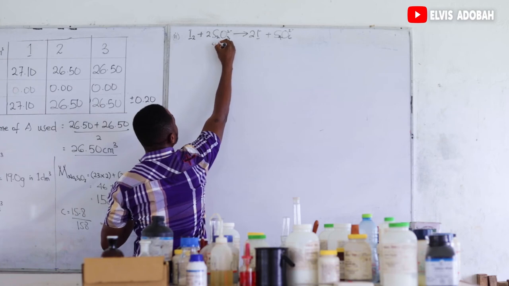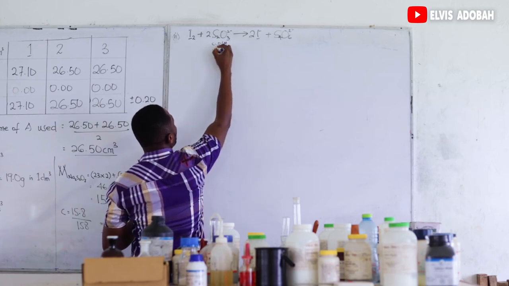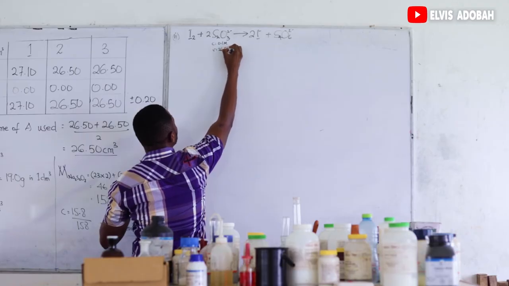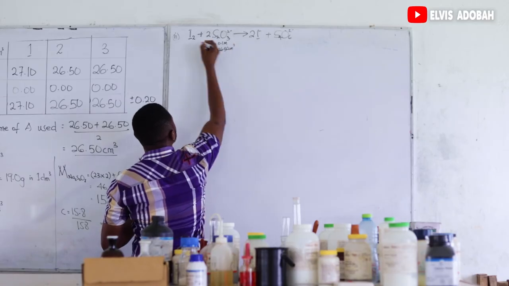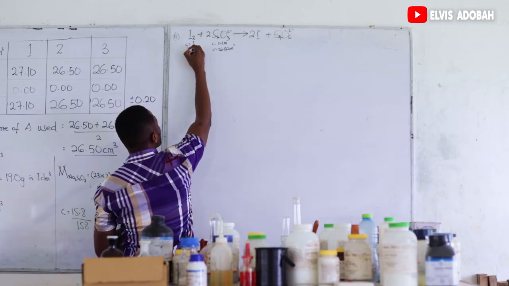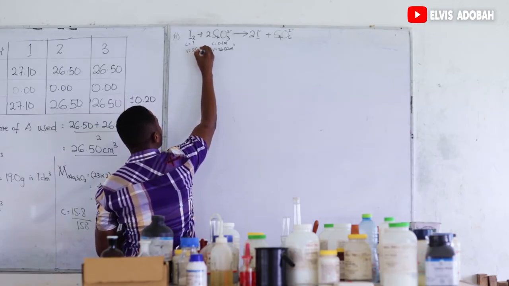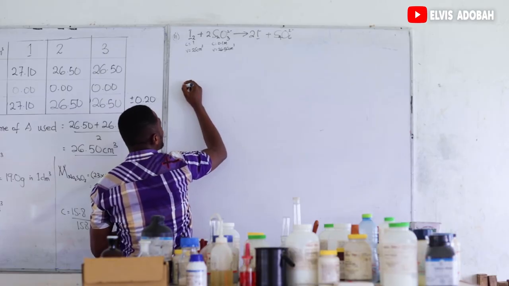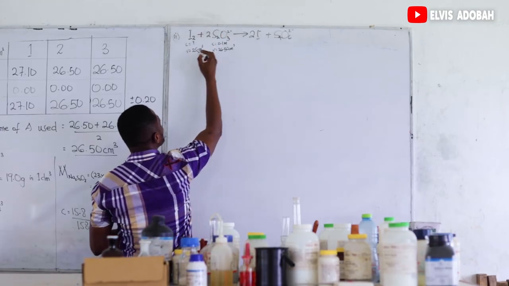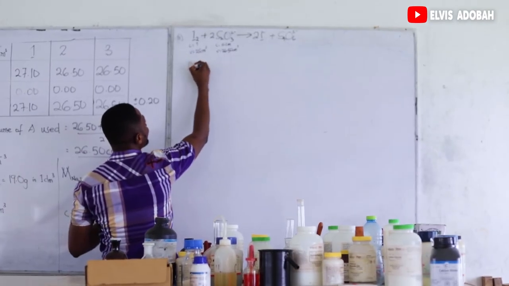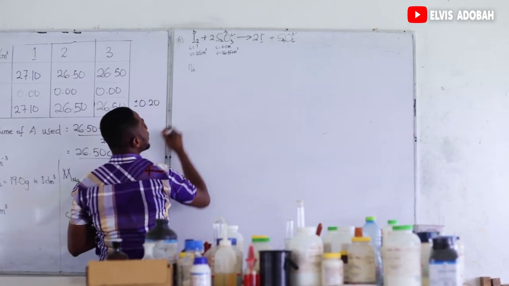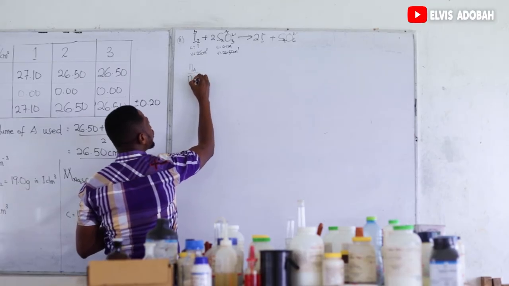We already know the concentration of sodium thiosulfate. Its concentration is 0.1 molar. Its volume is the average volume of the titres, 26.50 cm cube. For the iodine, we don't know its concentration, but that is what we are looking for. But we know its volume to be the volume of the pipette, 25 centimeters cube. So we can do what we call mole ratio, comparing the moles of I2 to the moles of S2O3. So moles of solution A, this is our solution A.